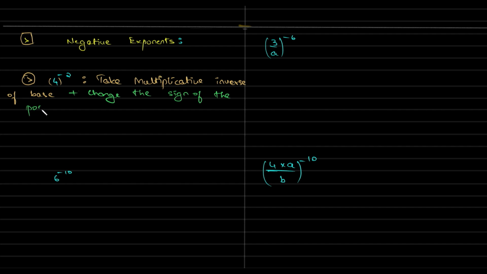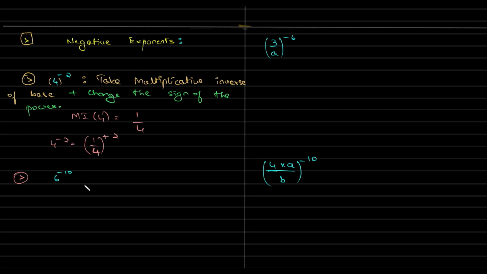Okay, so what does it mean? I know you need not learn this by heart, I just wrote it. So this means that what is the multiplicative inverse of 4? 1 by 4, right? So 4 to the power of minus 2 is 1 by 4 to the power of minus 2, I have to change the sign. So if I have to change negative 2, what is the other sign? Positive. So positive 2. That's it. Make sense?